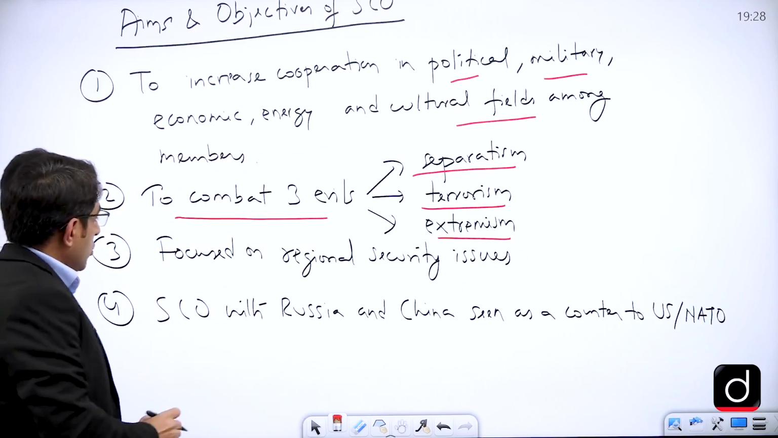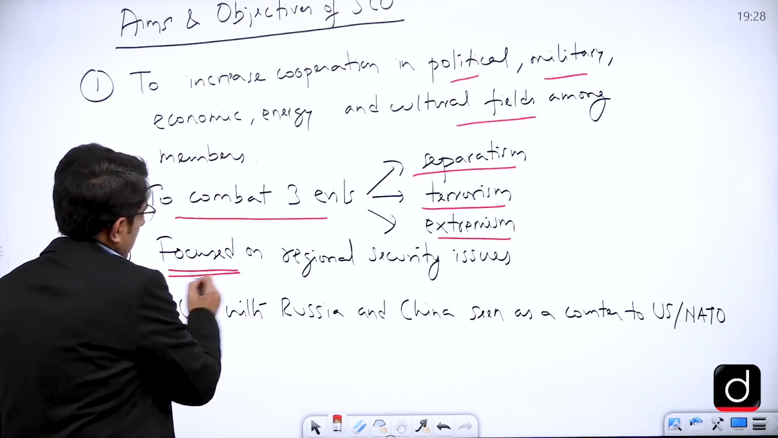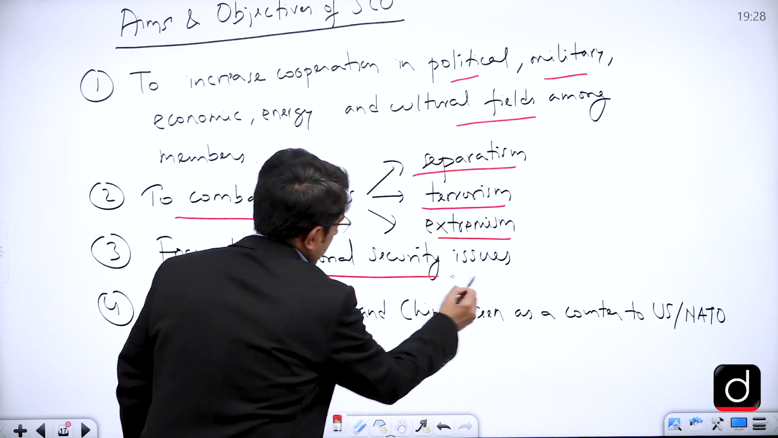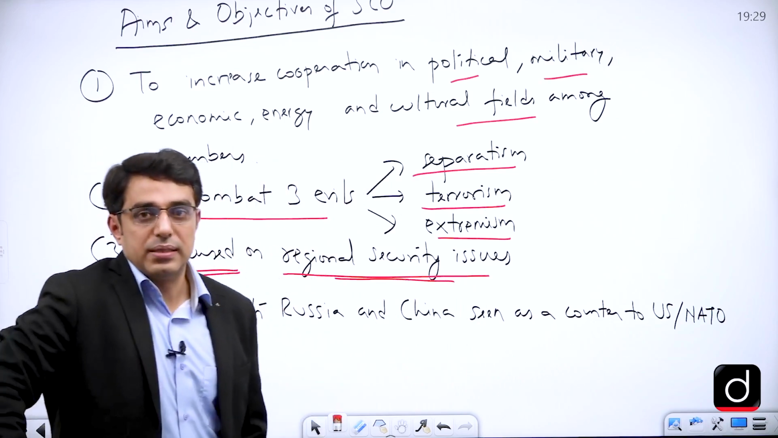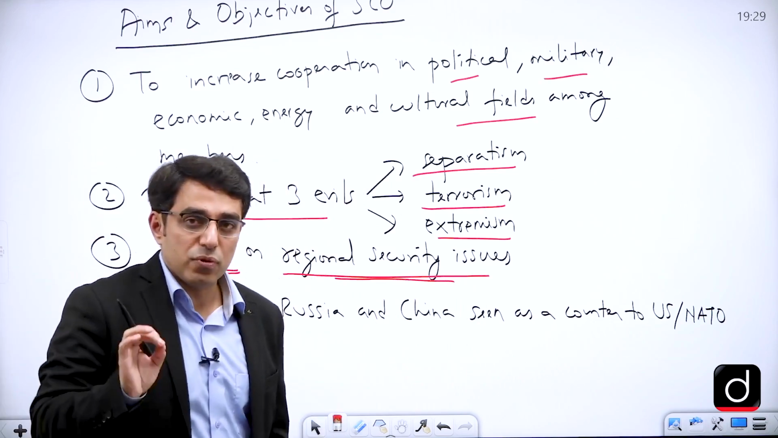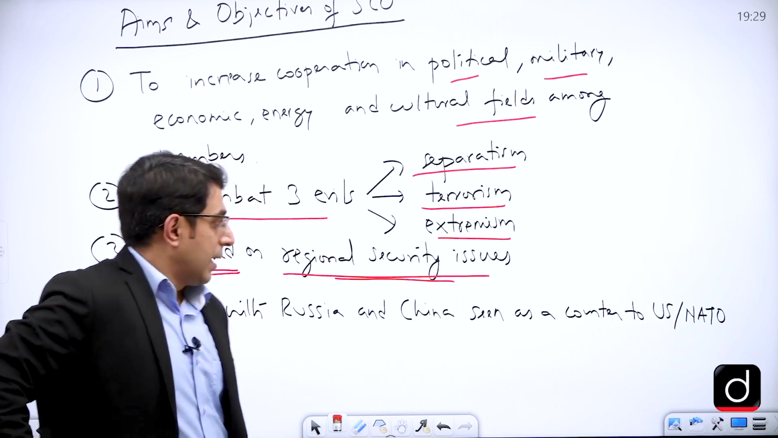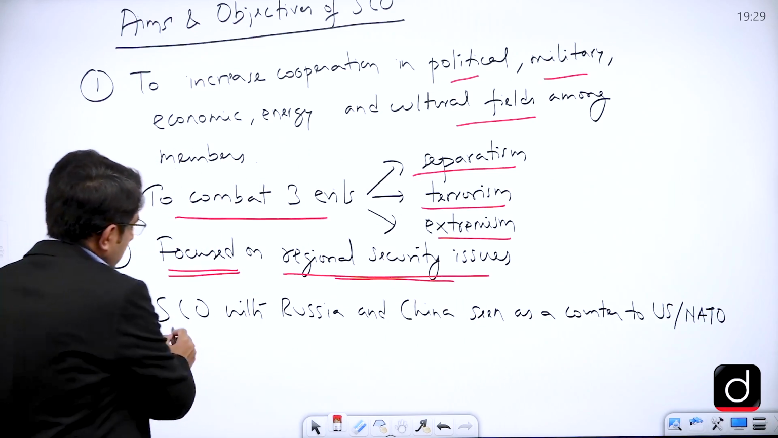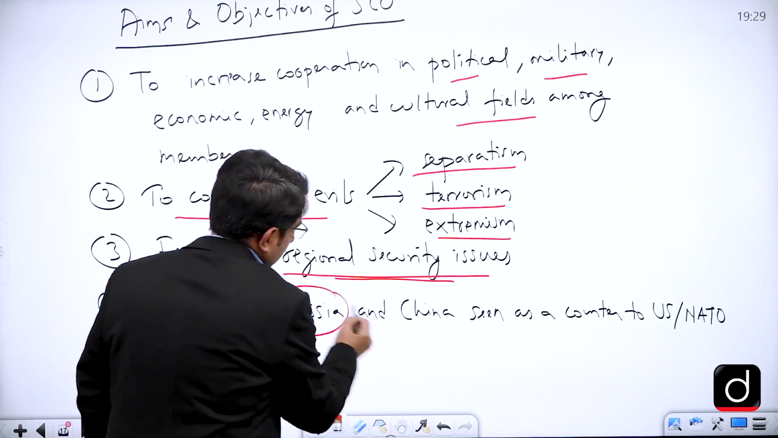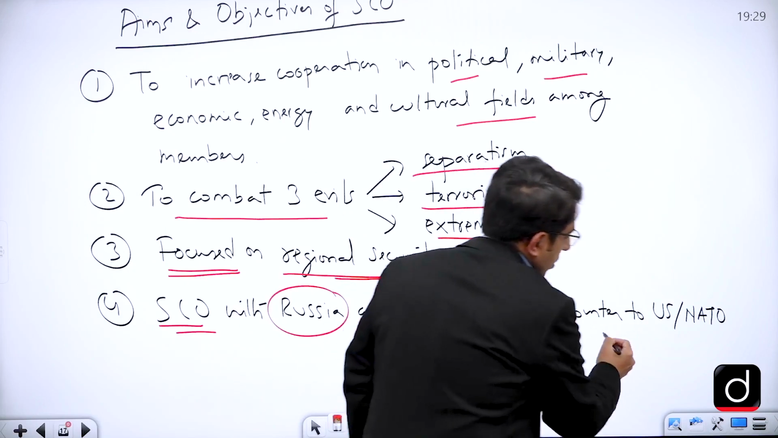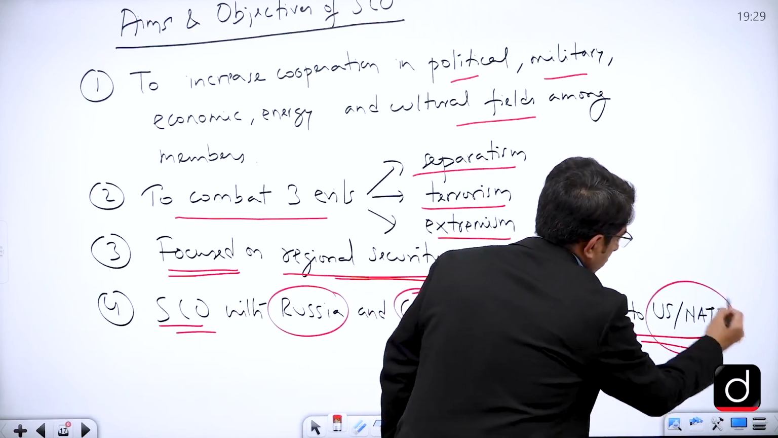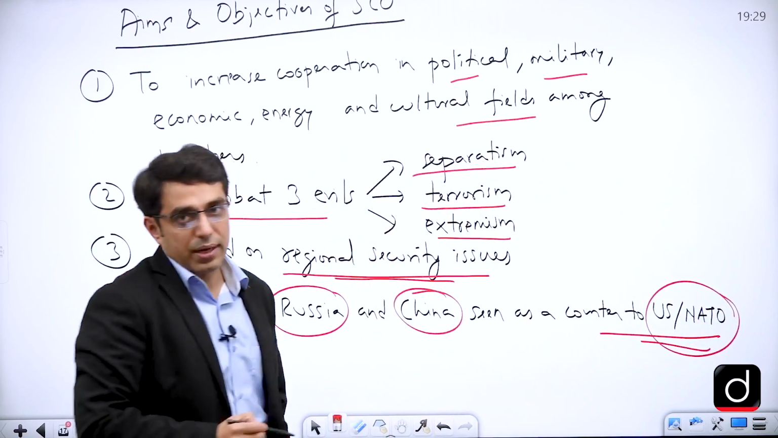Then it is also very deeply focused on regional security issues. In fact, this is the prime focus of SCO as a regional grouping, that it is focused on regional security issues. And SCO, because it has Russia and China as its members, is also seen as a counter to the US or NATO, the North Atlantic Treaty Organization.